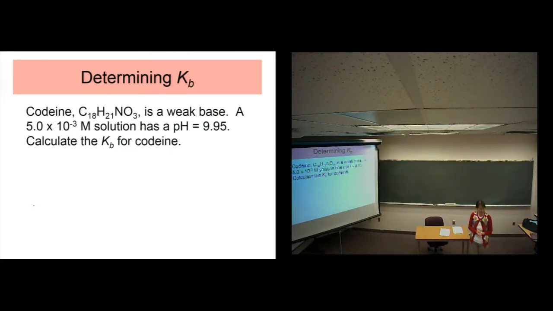Okay, codeine. Would you guys recognize that as a base? Yes. You're like, how would I know? Okay, it's got a nitrogen in there, right? Does it have a hydrogen in the front that we could lose? No. So that would be a key thing right there. That's not an acid. Okay, so we would recognize that as an amine. Another clue would be the "ine" ending, codeine. So could you recognize then that now as a base?